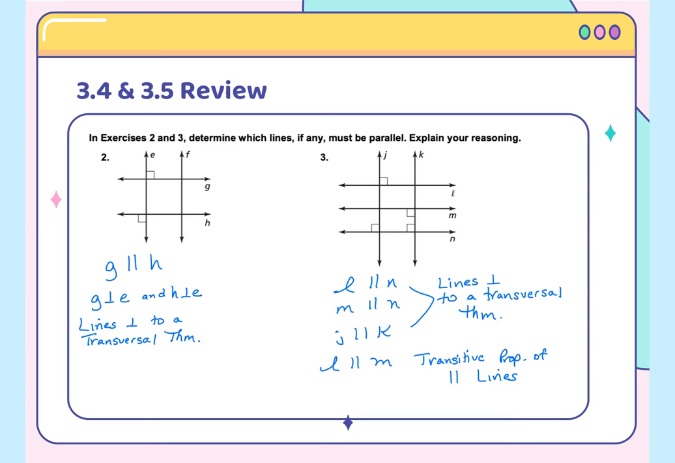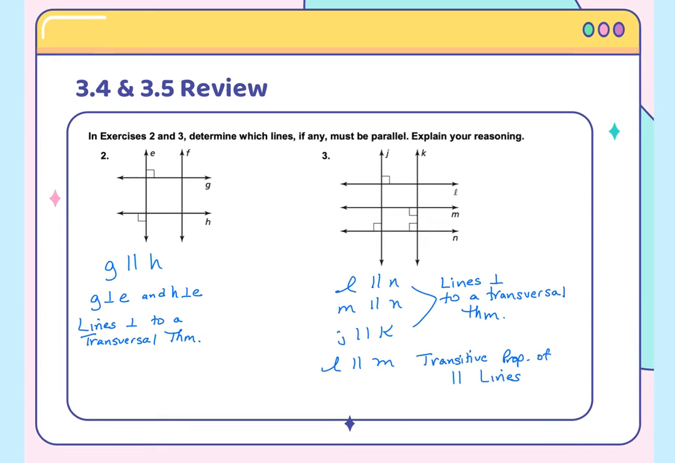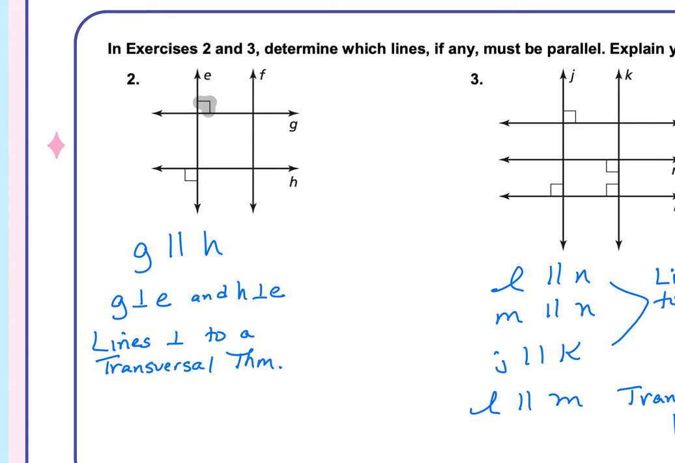All right, for exercises 2 and 3, it says determine which lines, if any, must be parallel and explain your reasoning. So when you're looking at 2, the only information you have is angle here and here, okay, which is only on the transversal on the left, which would link G with H. There's no link from E to F. So only G and H are parallel. And you could have used alternate exterior angles there. You could have used the lines perpendicular to a transversal theorem there. So there were 2 answers that would have worked, okay?